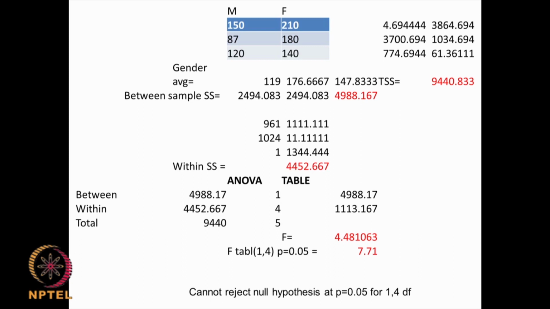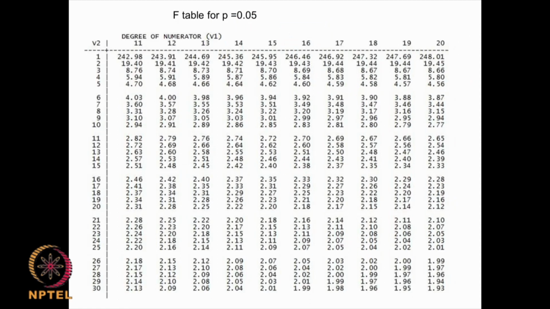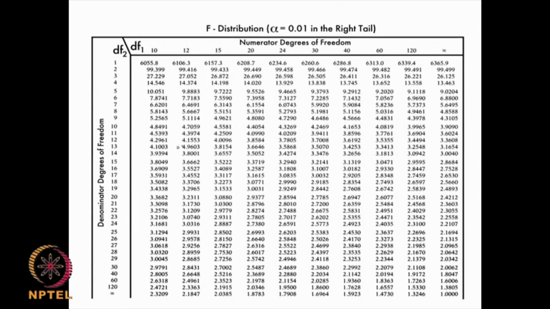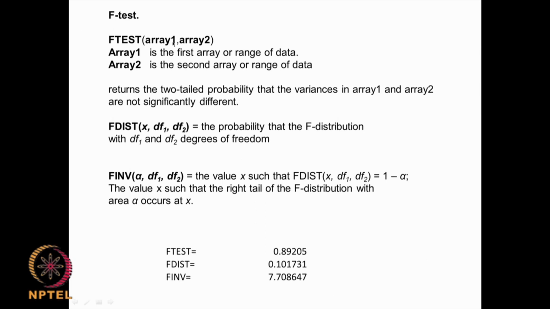Excel also can do the same thing. There are different ways by which we can do it through Excel. There is a command called F test, where you give array 1, array 2, and it calculates the F ratio, and then it tells you. Actually it does not do it through ANOVA, but it does it through F test. F test is nothing but the ratio of two variances.